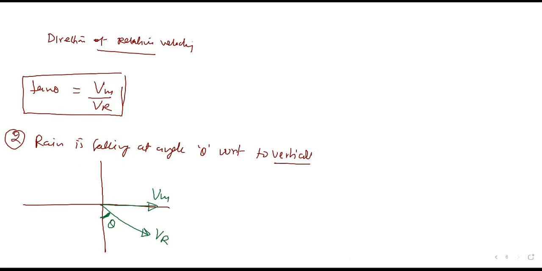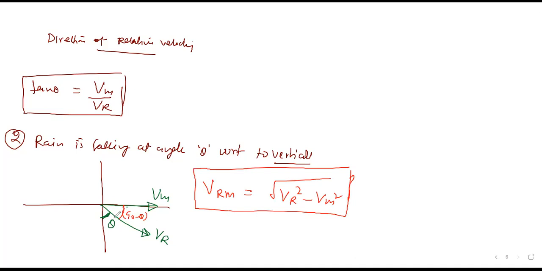Now we want to add these two again, so again we have to do vector addition. Watch carefully: the angle between the velocity of the man and the velocity of rain is 90 minus theta. When you apply the vector rule, the relative velocity of rain with respect to man becomes square root of Vr square minus Vm square. A negative comes here because sine of 90 minus theta is coming.